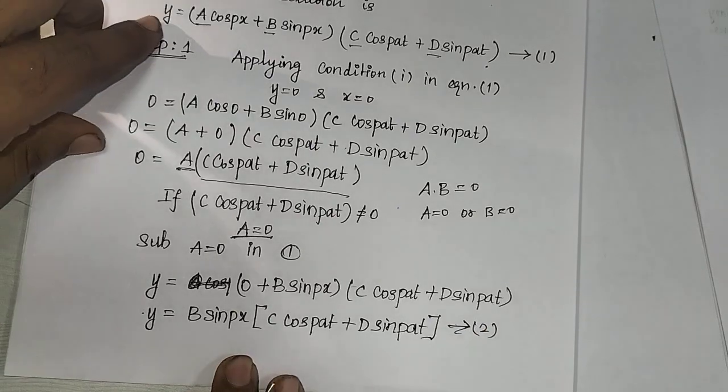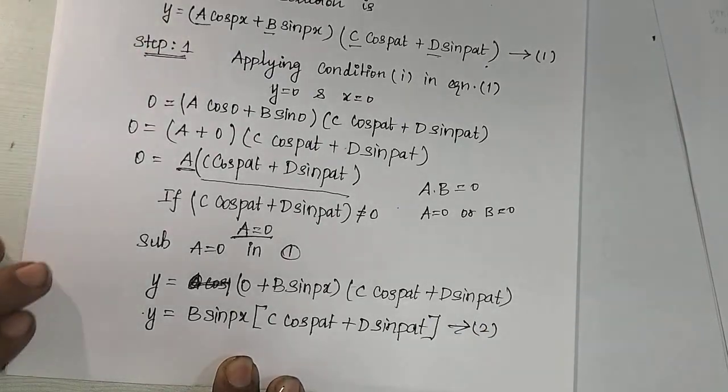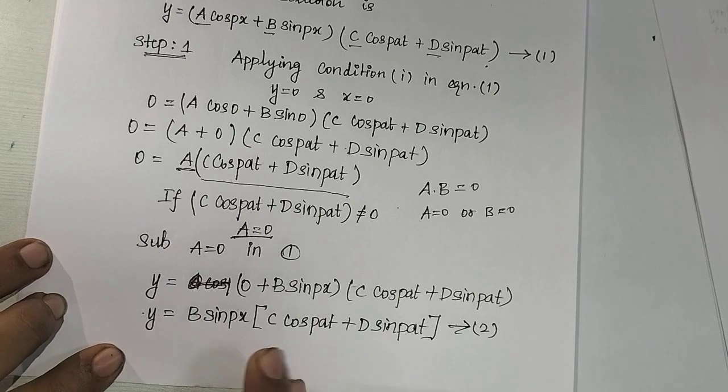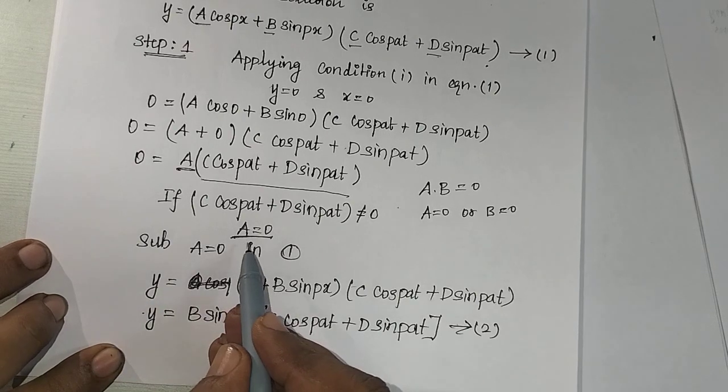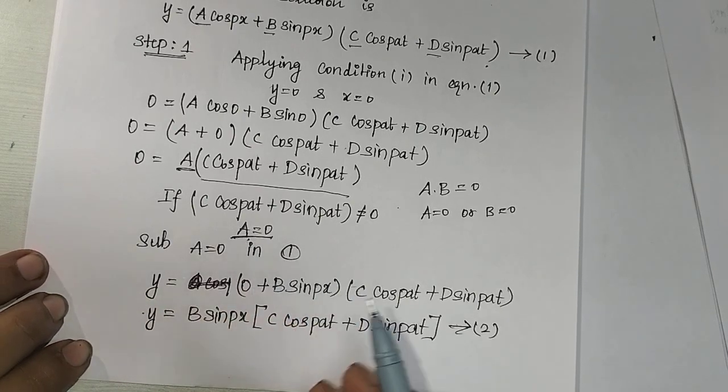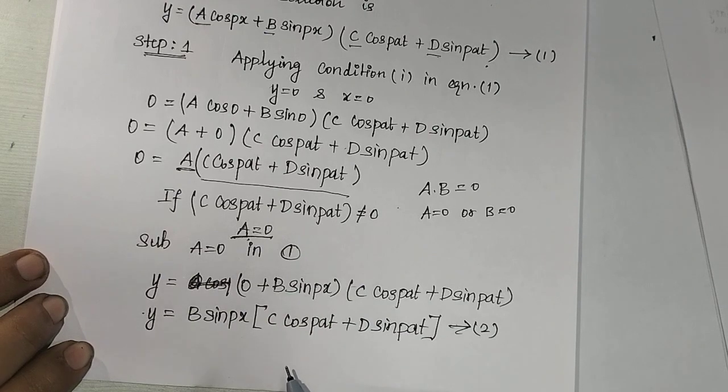Now from our equation 1 we eliminated a. When substituting condition 1, I get the answer a = 0. This a = 0, again we have to substitute in equation 1. I will get equation 2.